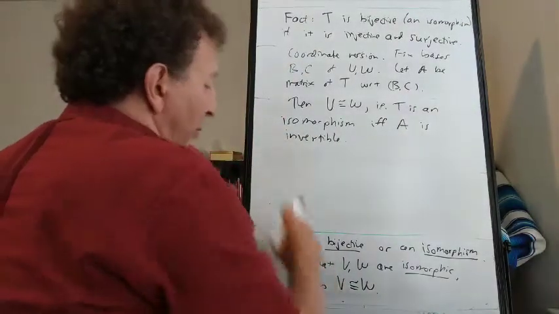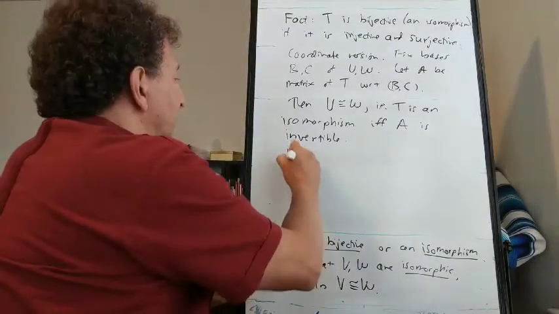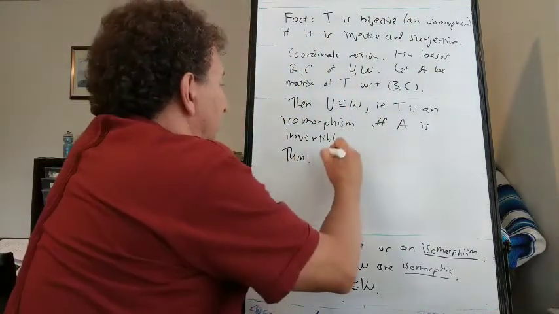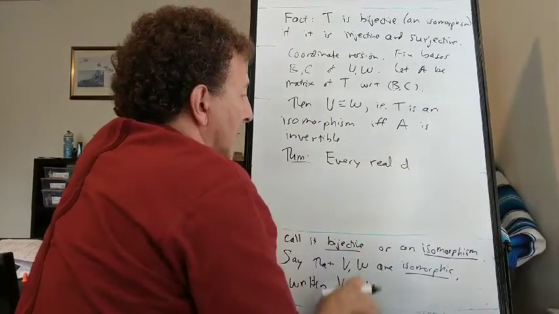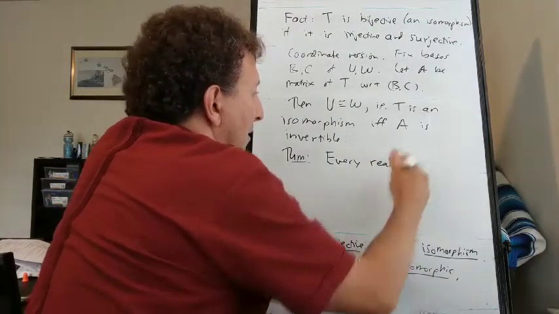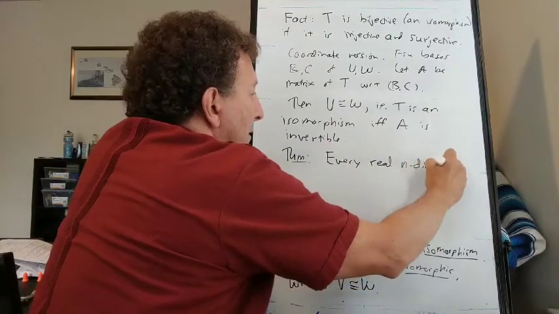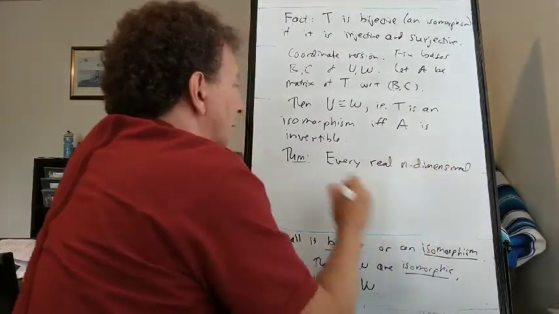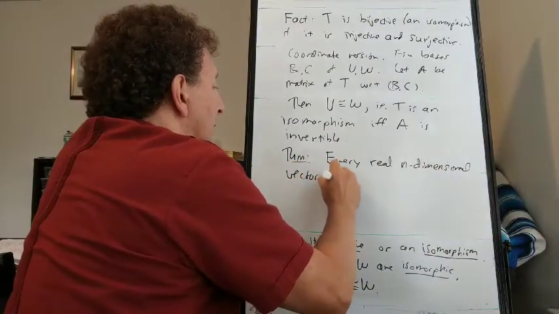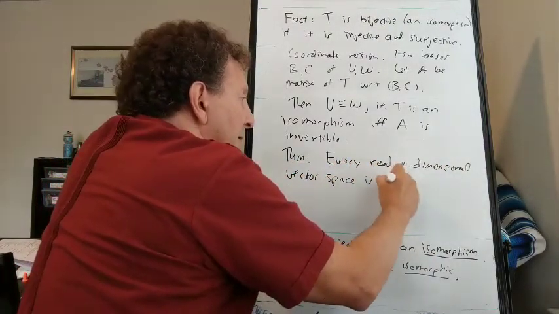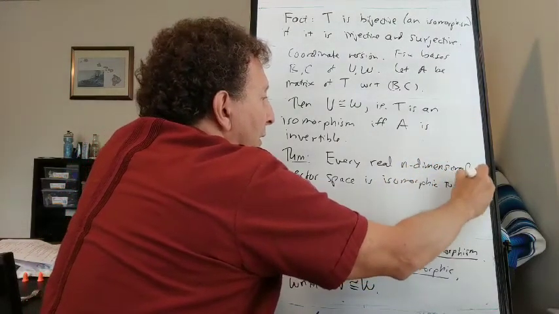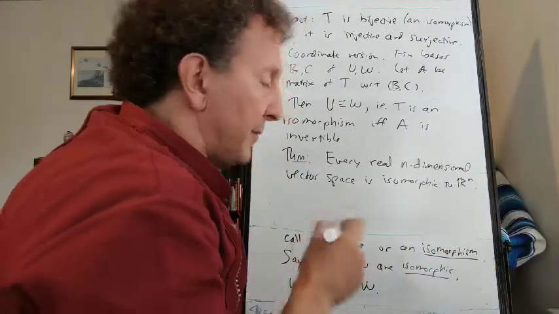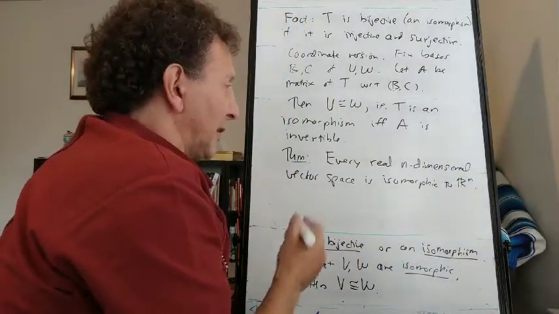A fact which is so important, I think I'll call it a theorem, is that every n-dimensional real vector space is isomorphic to Rn. And thus all n-dimensional real vector spaces are isomorphic to each other.